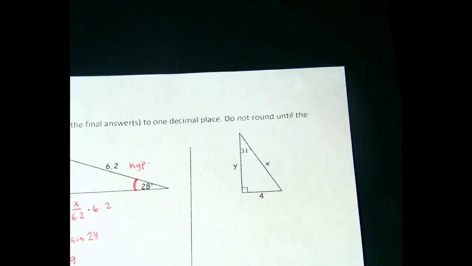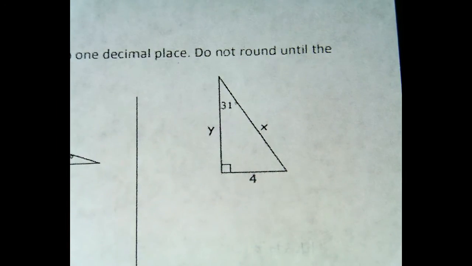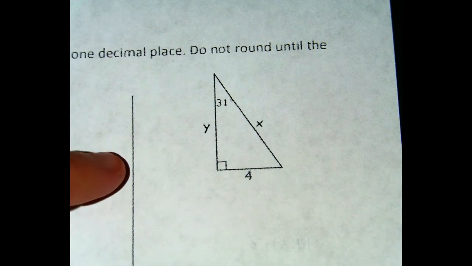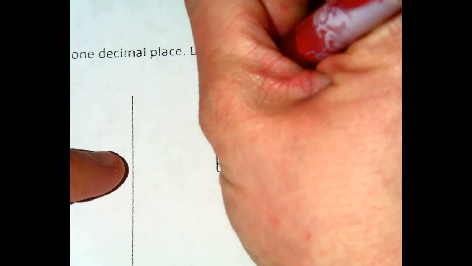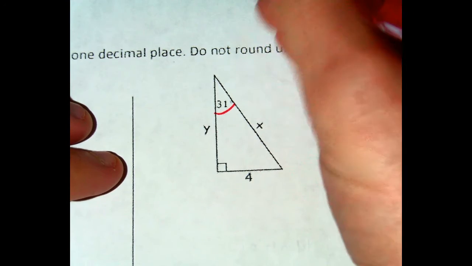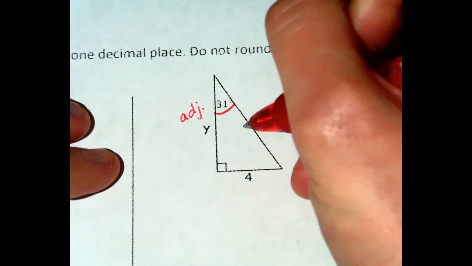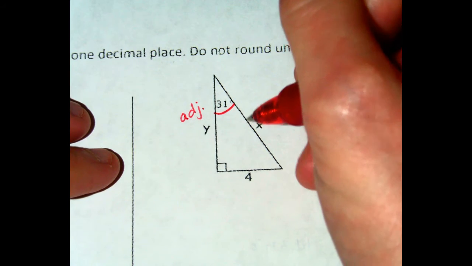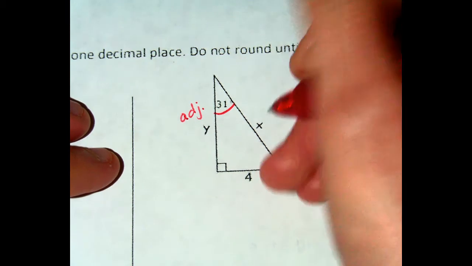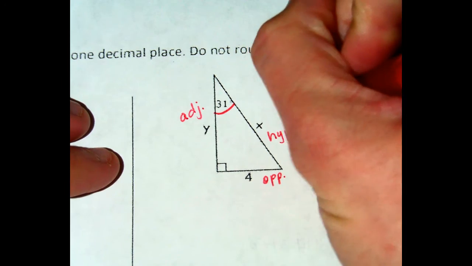Alright, the third example on 4. They're all numbered like that, I have no idea. Which one did you find first, x or y? Y, okay. Some of you like to say that's easier. You found y. The one angle that I'm given is 31. What is y compared to 31? Adjacent. Of course, you do not have to label yours. Some people find that helps. What is 4? And while we're at it, x is the hypotenuse.